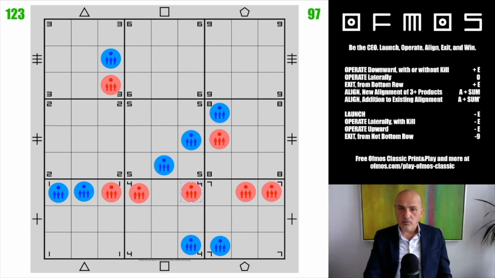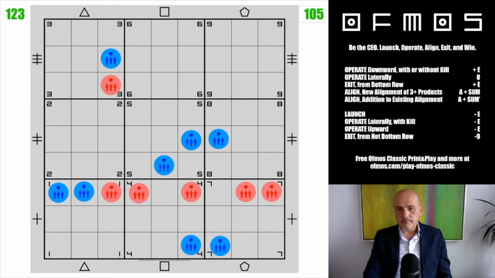Now with the blue, since there's not much you can do, we're just moving down, we're taking this red piece out, and since it's a straight downward move, just plain business operation, we're going to be making 8. This 8 brings us to 105.